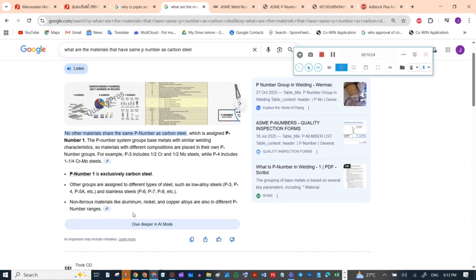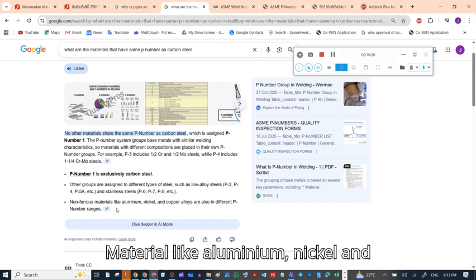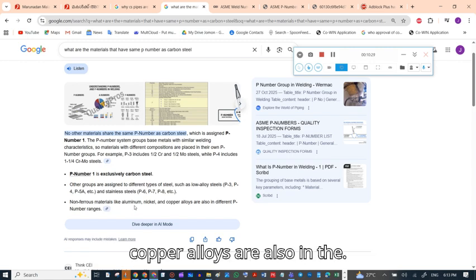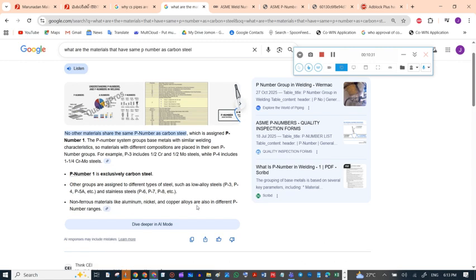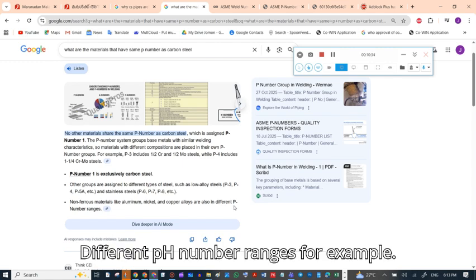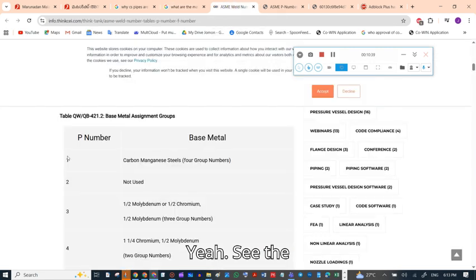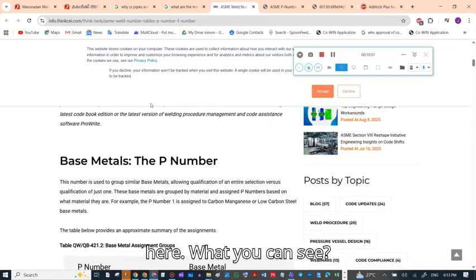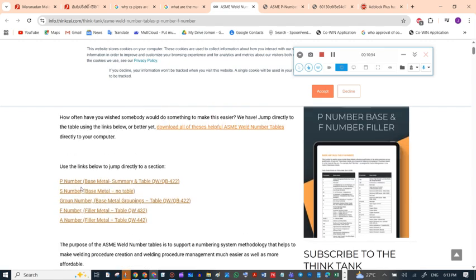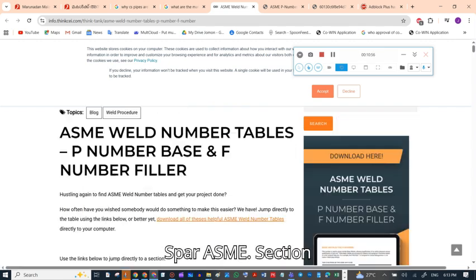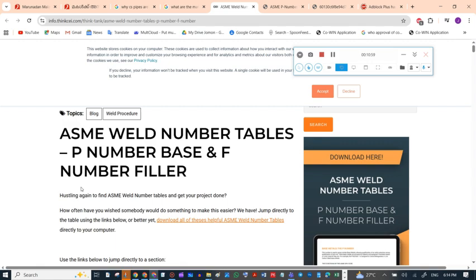Non-ferrous materials like aluminium, nickel, and copper alloys are also in different P number ranges. For example, here, see the table QW/QB 422, base metal assignments, in the info.think.ca.com. Here, what you can see, it is for ASME Section 9 actually.